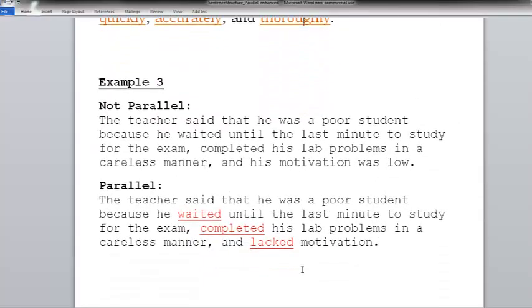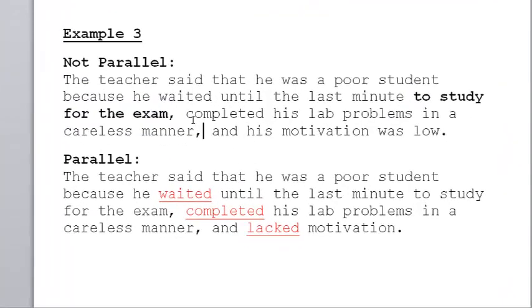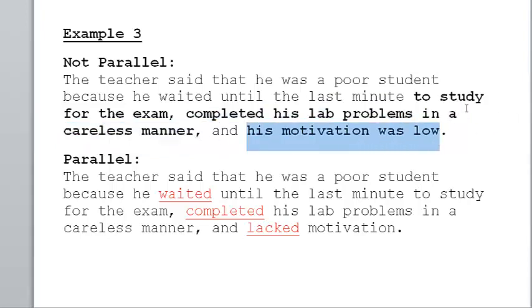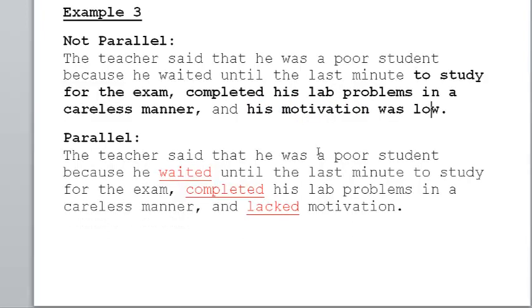Here's our last example. Not parallel. The teacher said that he was a poor student because he waited until the last minute to study for the exam, completed his lab problems in a careless manner, and his motivation was low. We have an infinitive, we have a past tense verb second, and third, we go back to a subject, his motivation, and then a verb. That's a mess. Here's a parallel one.